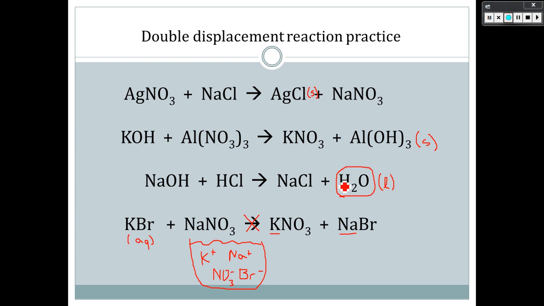Here it's different because you get this liquid water. Here it's different because you get a solid aluminum hydroxide. Here you get a solid silver chloride. But here you get a beaker with a bunch of ions floating around, and here you get the same beaker with a bunch of the same ions floating around. No reaction actually happens.